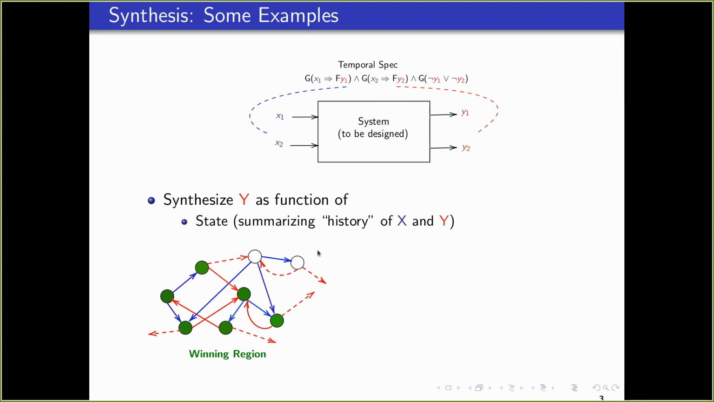Okay. So a very standard way of solving these temporal synthesis problems is to construct this game graph, find out the winning region from here. And once you have the winning region, you basically synthesize what is called a winning strategy such that the system makes a move such that it always stays within the winning region.